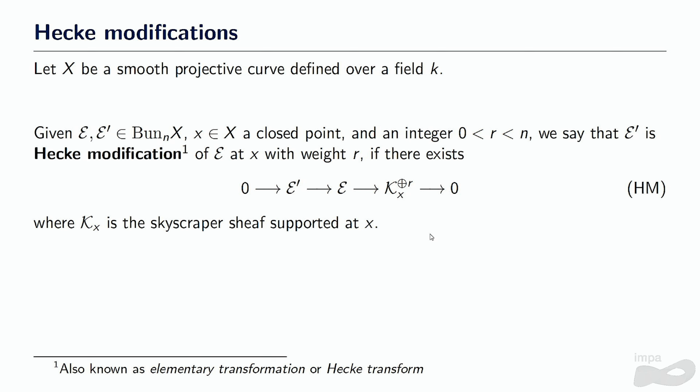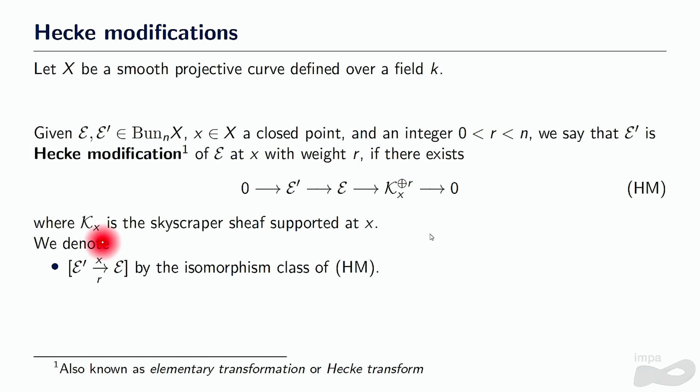I should say that Hecke modifications of vector bundles are also known in the literature as Hecke transforms or elementary transformations. These are all the same concept. And let me introduce a couple more notations. I'm going to denote by this double bracket the isomorphism class of a Hecke modification, which means taking isomorphisms on the sides and the identity in the middle, such that the diagram commutes.